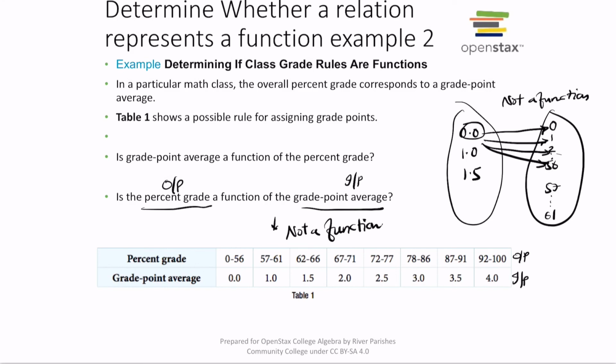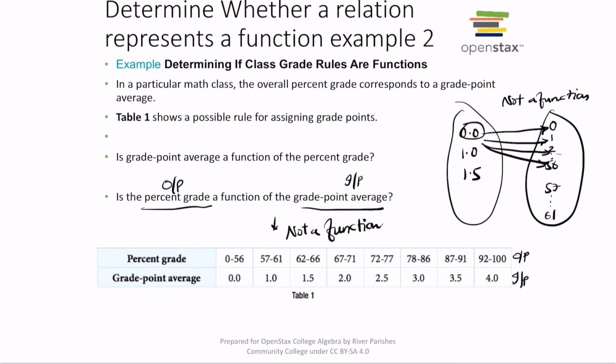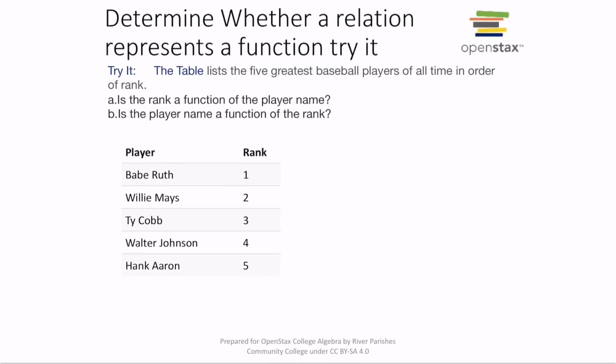So if you remember the two main principles: one input can have two or more outputs, and two or more inputs can have the same output. So that's the principle behind function and how to determine whether a given value is a function or not.